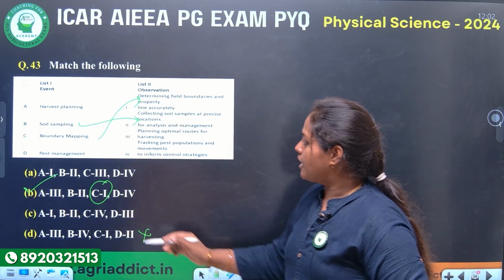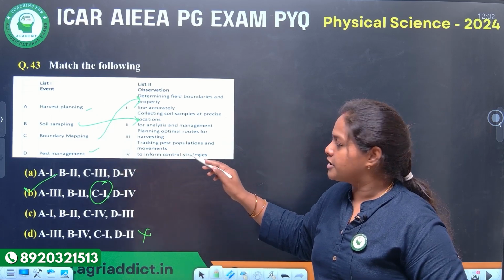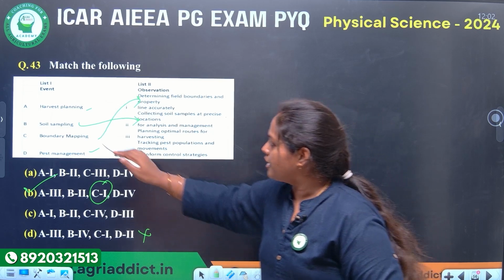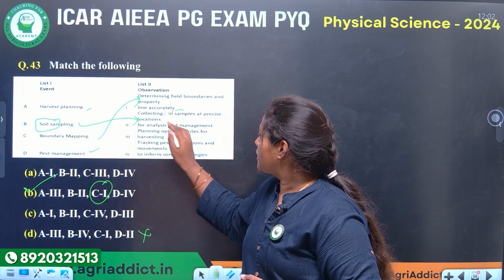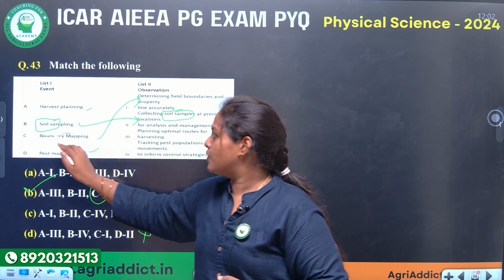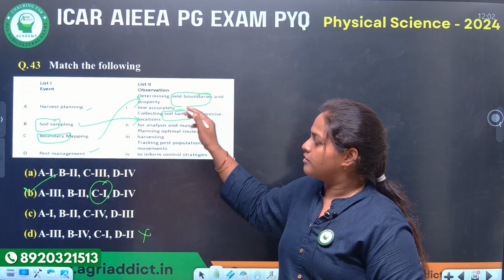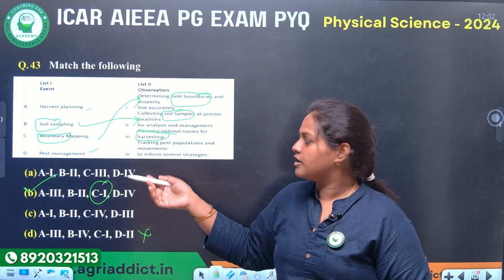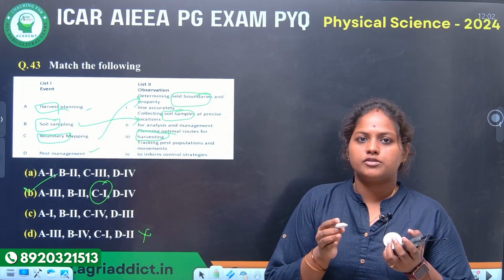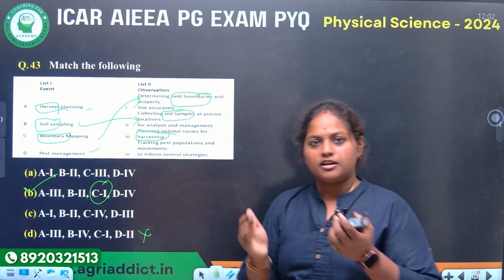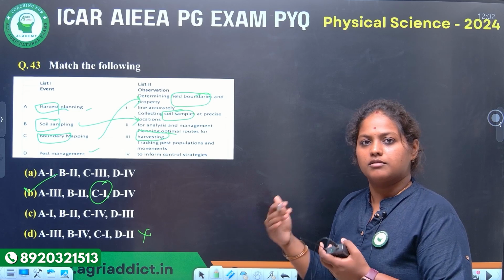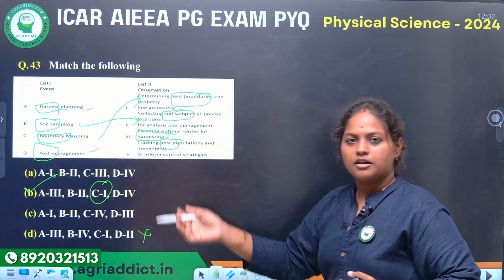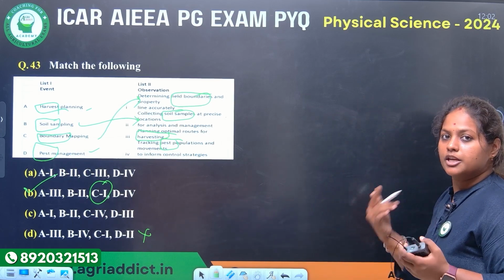In case of harvest planning, plant pest management, you can keep easily. See the keywords, if you don't know the answer also. Soil sampling, collecting soil samples, it is matching here. Boundary mapping, field boundaries, matching here. Harvest planning, planning harvesting operations, again matching here. Observe the keywords when you don't know that particular term. Pest management, pest is the keyword, again pest. Likewise, if you don't know the concept also, you can think twice and keep the answer.